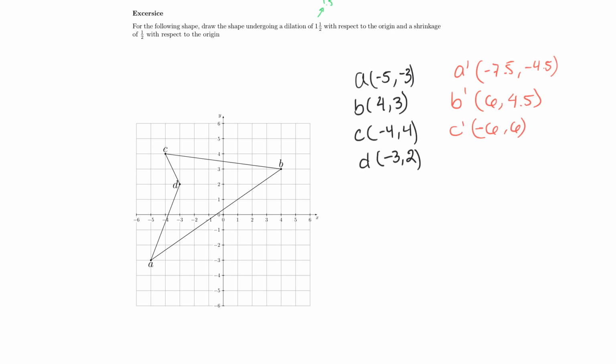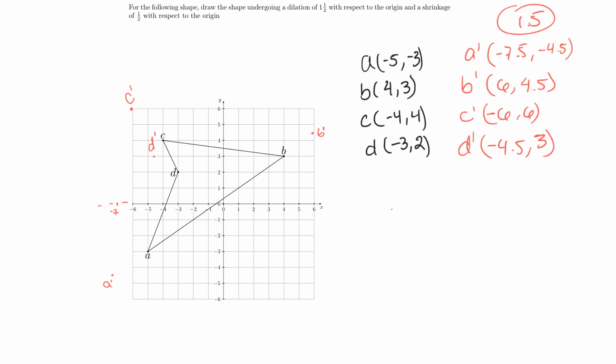C will be -6, 6, and D will be -4.5, 3. Remember that we are dilating by a factor of 1.5. This is the dilation by a factor of 1.5, and what we just have to do is multiply each coordinate by 1.5. Okay, so let's put all the dots in the coordinate system.